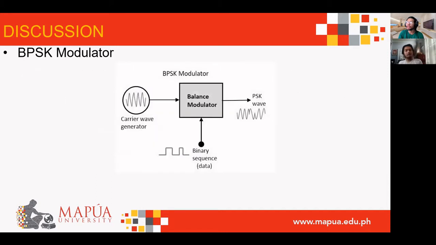What you can see on the screen is the block diagram of the BPSK modulator circuit. Again, it uses a balance modulator, where one input is the carrier wave generator and the other input is the binary sequence or data. Then the output will be a PSK wave.